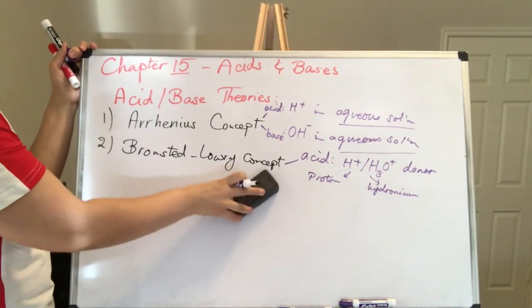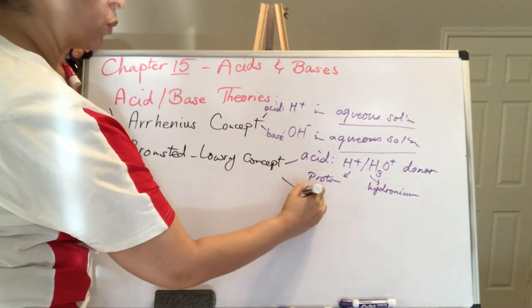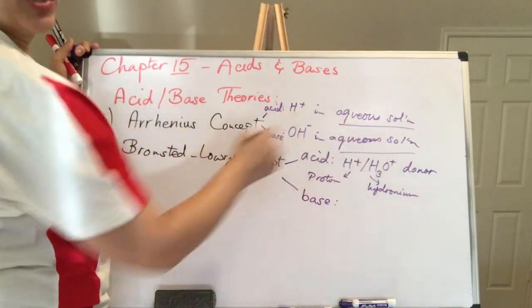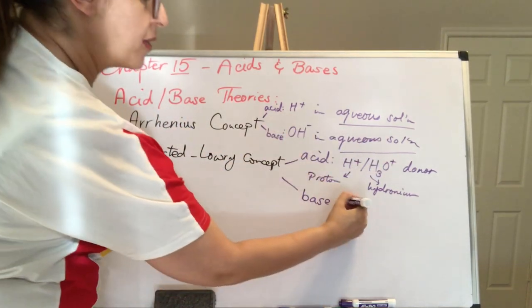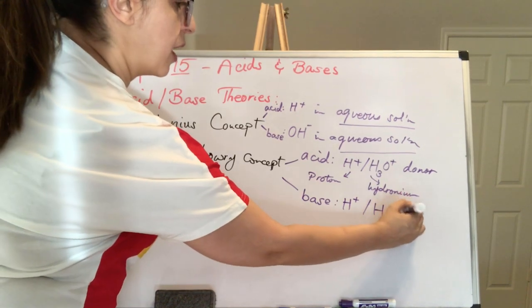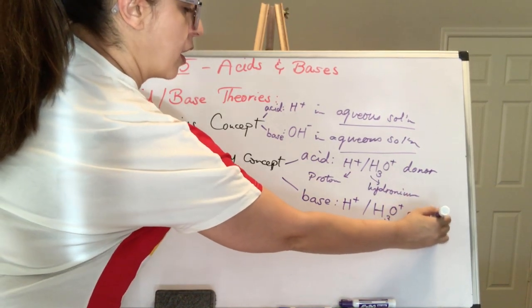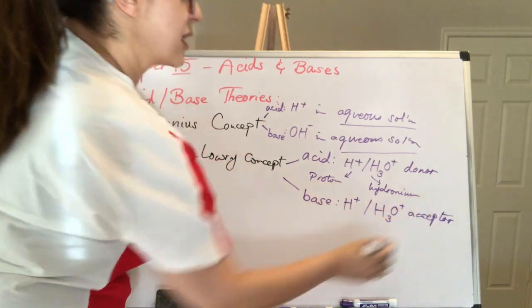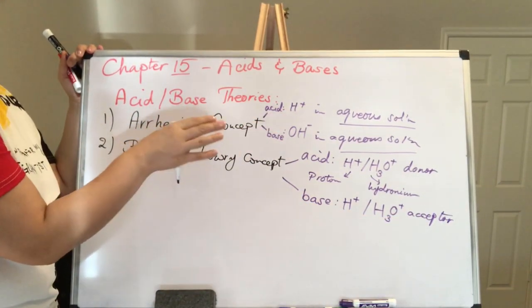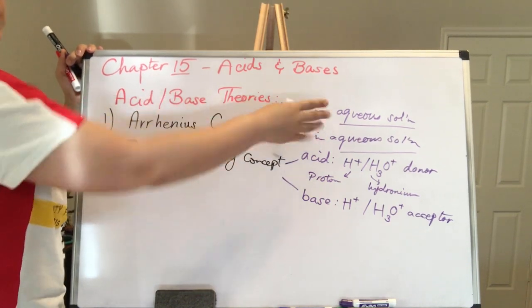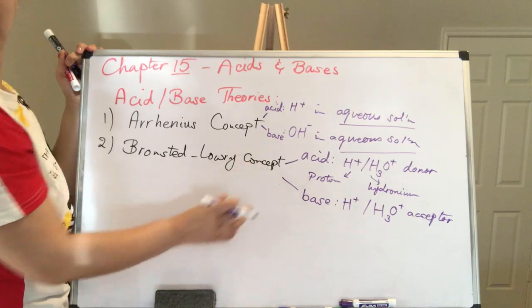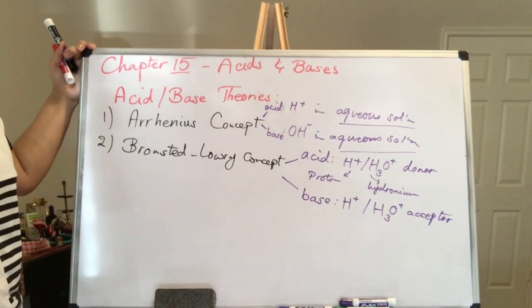Okay, we talked about acid. We should talk about base in this theory. If we have a donor, we should have an acceptor on the other side, right? So a base is a hydrogen ion or hydronium acceptor. And when you pay attention, unlike the first theory, we are not limited to aqueous solutions. Did I say anything about what type of solvent? No. So you can have any type of solvent.